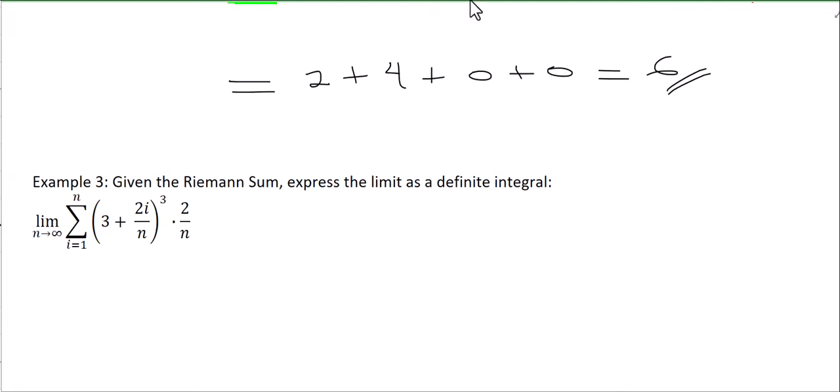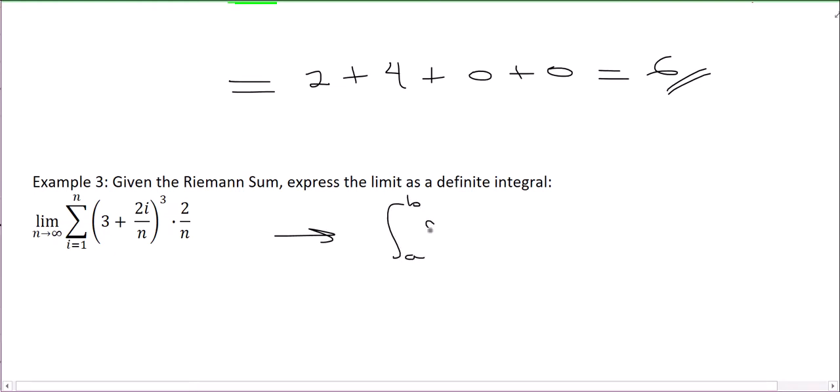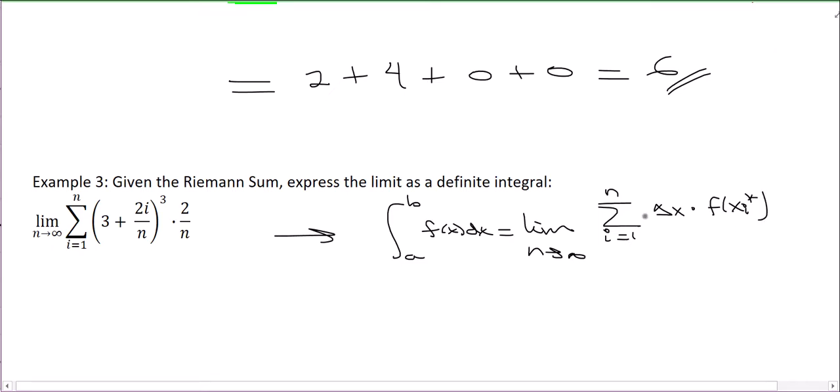So the key with this is to think about what the definition of the integral is. We know the integral from a to b of f of x dx is equal to the limit as n goes to infinity of the summation i equals 1 to n of delta x times f of x sub i star. And so really what we've got to do is compare what's inside the sum. So here's my sum. I have the limit, summation i equals 1 to n. So I'm really comparing what's inside here.